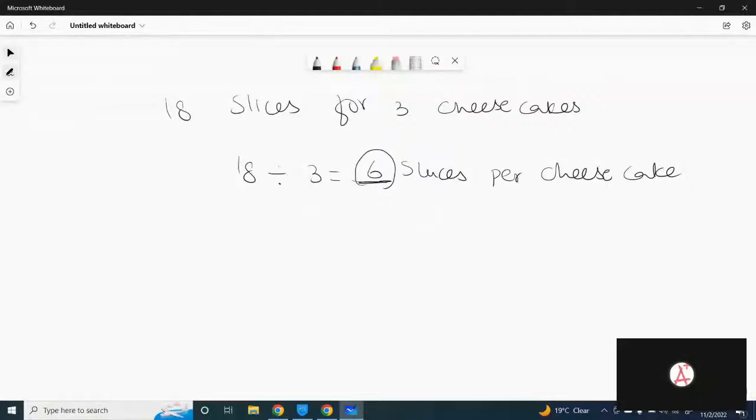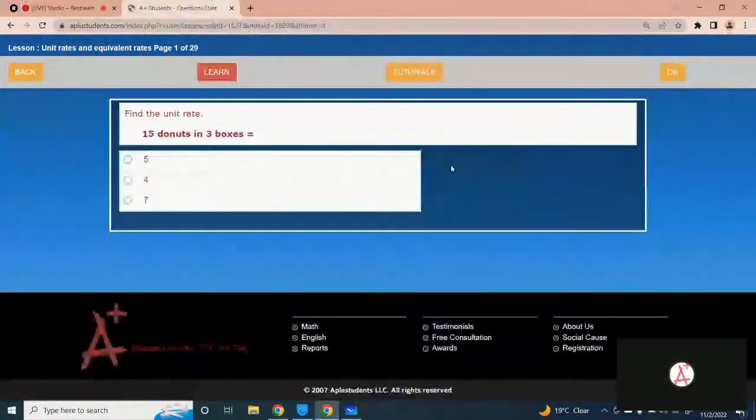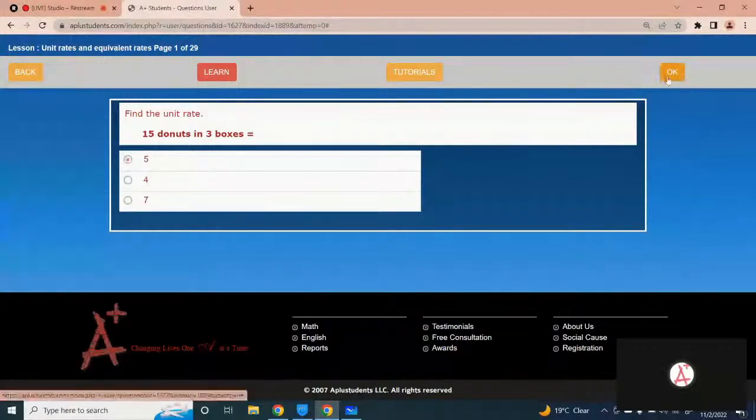Now let's start with a test of the topic. So here is the test. The first one is 15 donuts in 3 boxes. So how many donuts in one box? 3 times what number makes 15? 3 times 5 makes 15. That means in one box you have 5 donuts. Got it? Just select the correct option and click on the OK button.